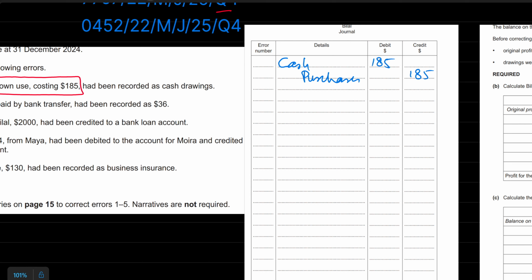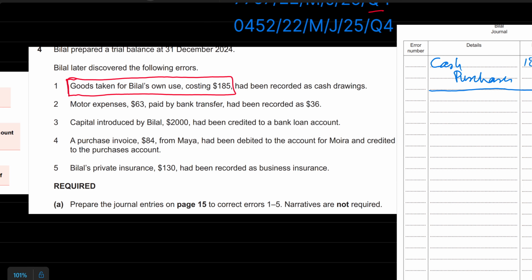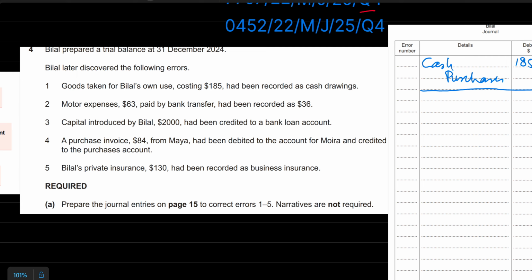Students, you need to remember that in correction the debit account is always recorded first. Sometimes students write it this way, which is wrong: Purchases 185, Cash 185. This is wrong because in the first line you always have to write the debit entry. So, beta, please be careful. Now let us try to solve the second one.